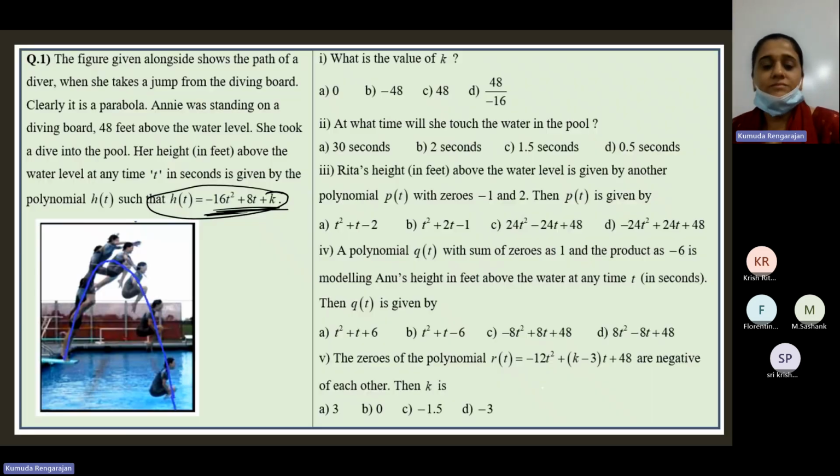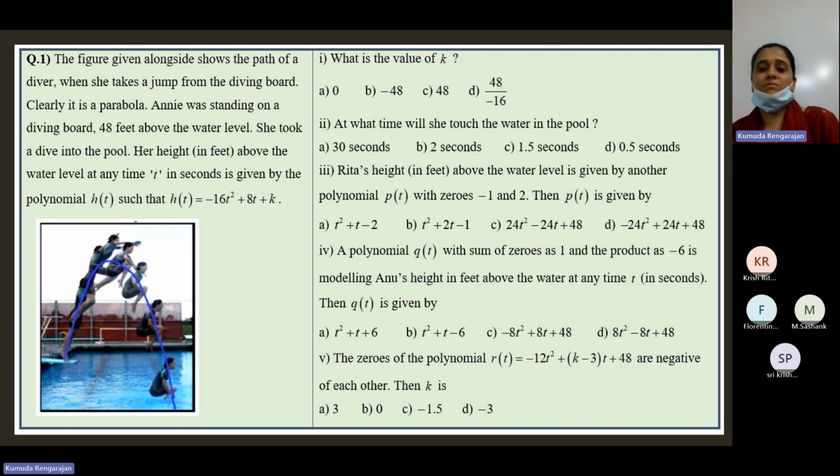All right. Next one. Rita's height in feet above the water level is given by another polynomial. The diving board is at a height of 48 feet from the surface of the water. But she'll have a different curve, a different polynomial, right? So given by another polynomial P of t, with zeros minus 1 and 2. The zeros of her polynomial are minus 1 and 2.